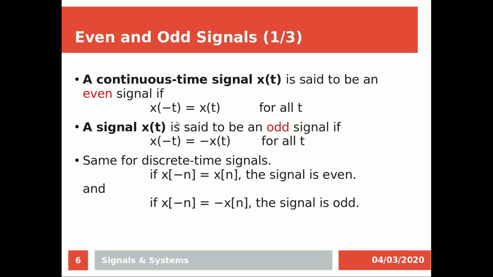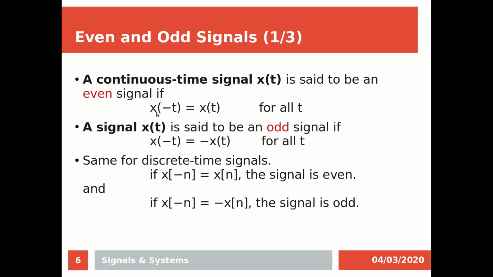But if we want to check whether it is an odd signal, it has to satisfy this condition: x of minus t equals minus x of t. So the minus here appears outside x of t, outside the whole function inside x of t.